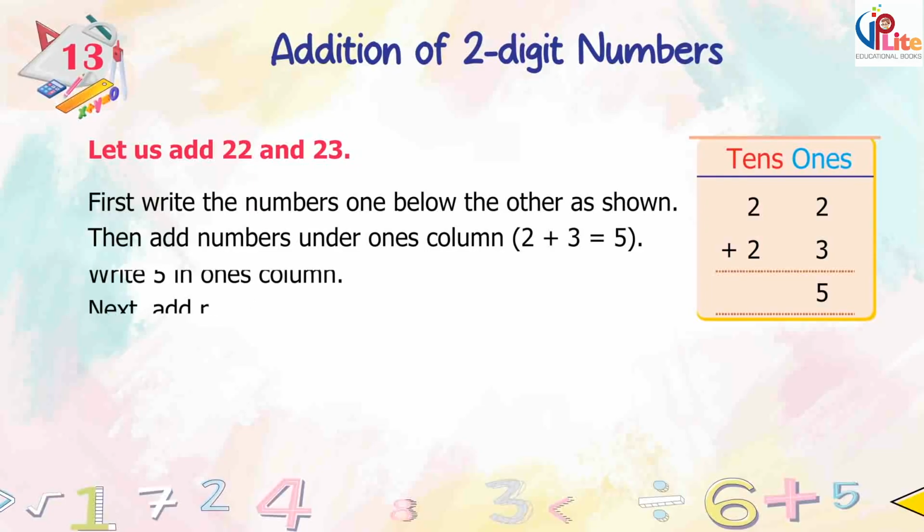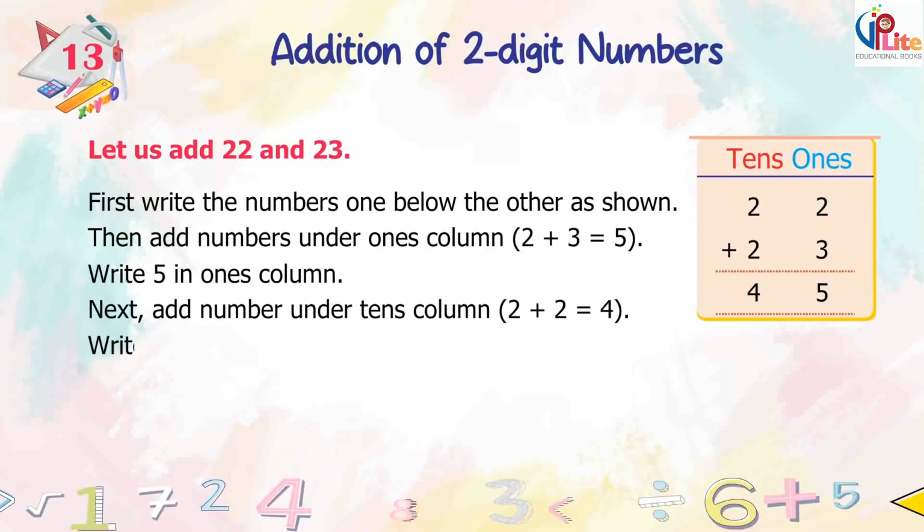Next, add numbers under ten's column. 2 plus 2 equals 4. Write 4 in ten's column. The sum is 45.